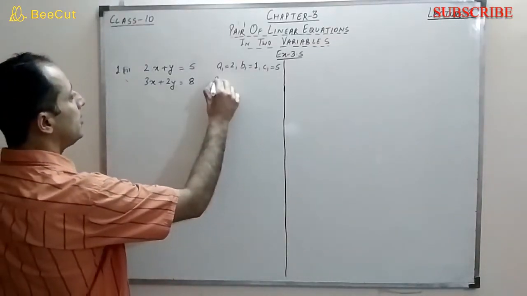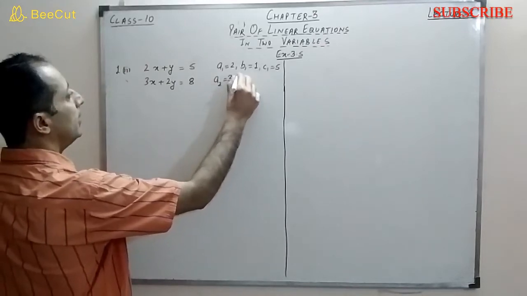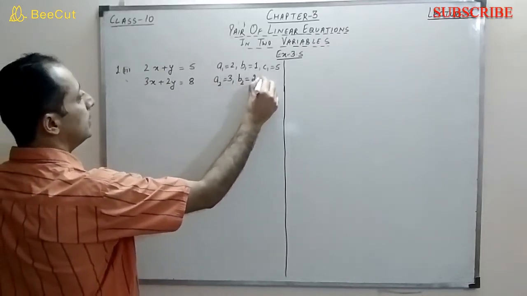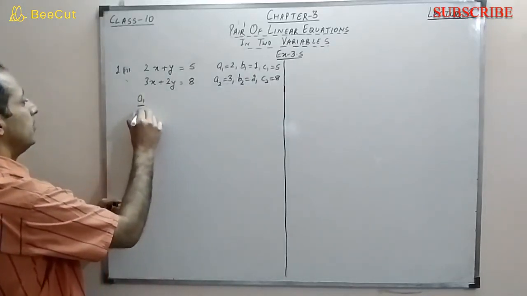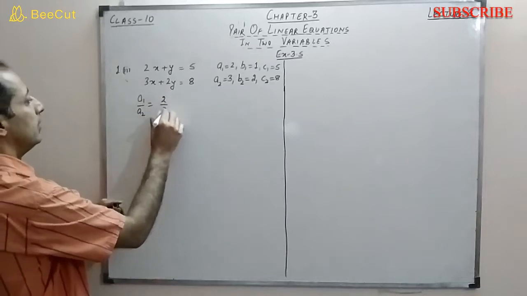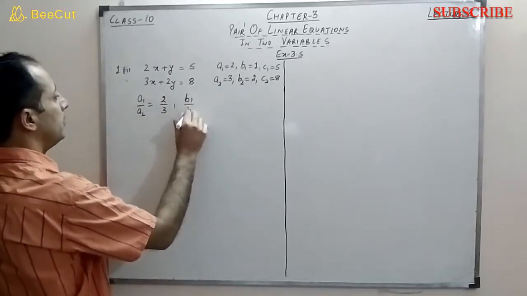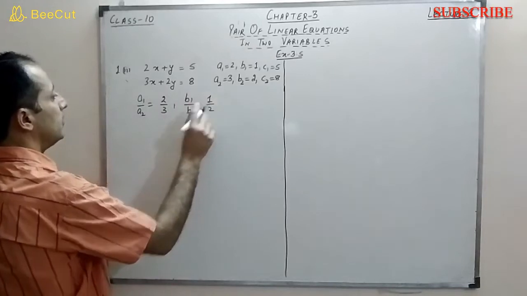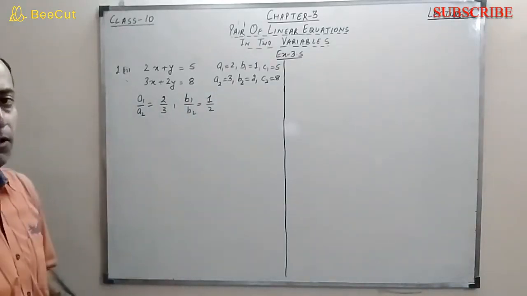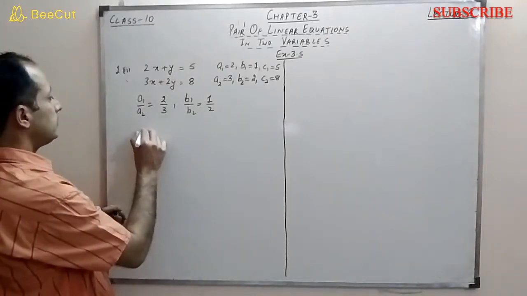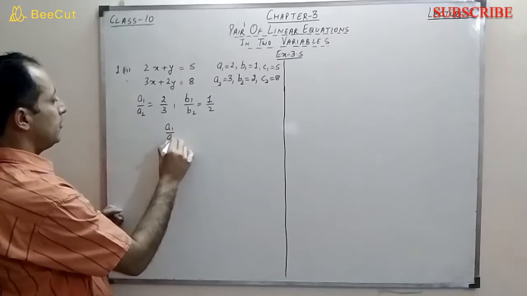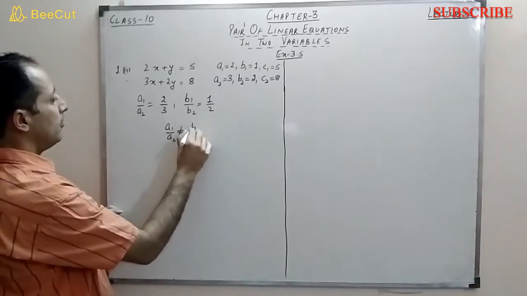So now here a2 is 3, b2 is 2 and c2 is 8. Now I take the value of a1 by a2, that is 2 by 3. I take the value of b1 by b2, it's 1 by 2. Since we can see that a1 by a2 is not equal to b1 by b2, there is no need to take the value of c1 by c2. So from here only we can say, therefore a1 by a2 is not equal to b1 by b2.